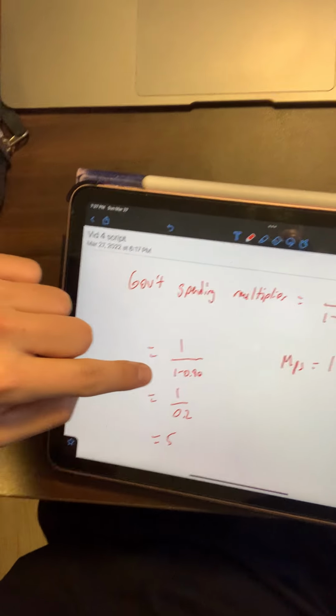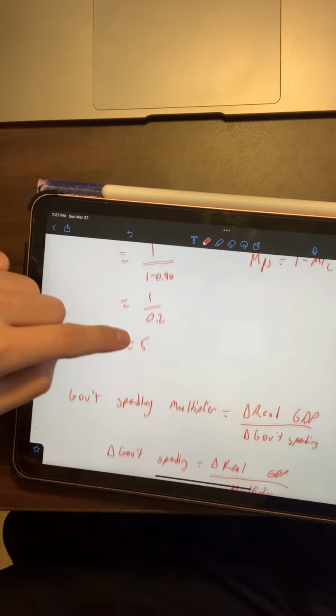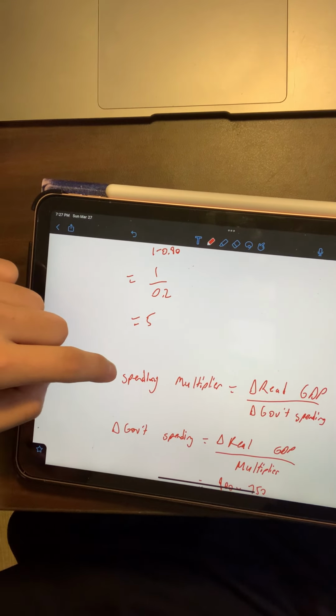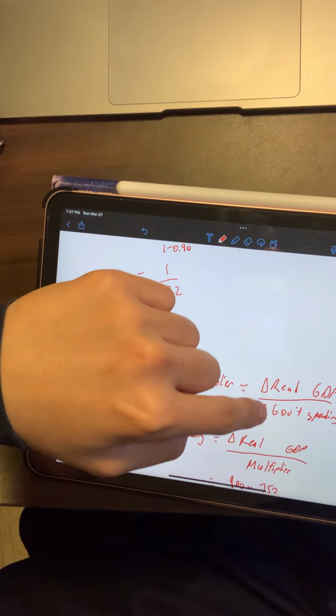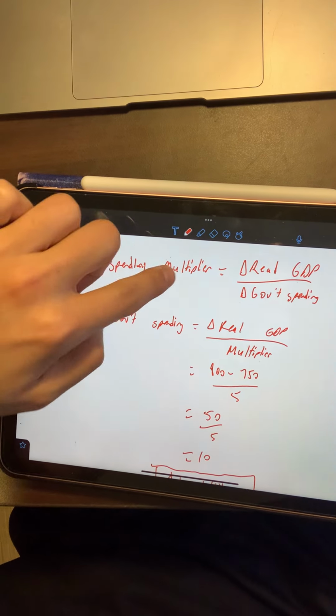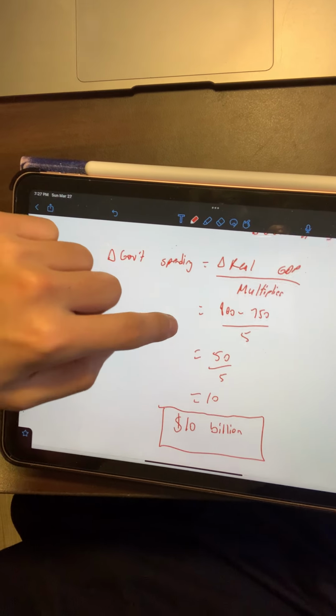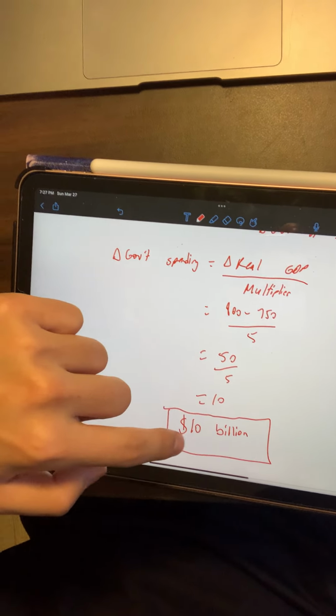So here we get 1 over 1 minus 0.8, which is 1 over 0.2, and you get 5. So then the multiplier, 5, equals the change in real GDP divided by the change in government spending. Rearrange, so flip these two: the change in real GDP over the multiplier equals the change in government spending. And in the end, you get $10 billion. So if the government spends $10 billion, it will boost the economy by 50 billion, which brings it back to potential GDP.